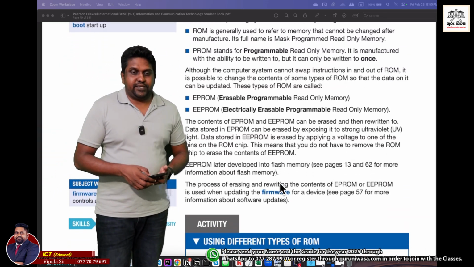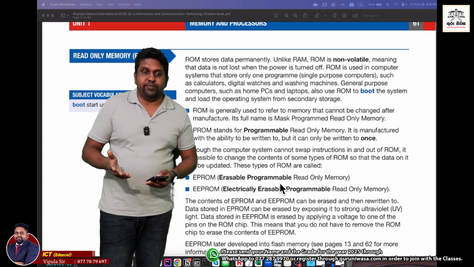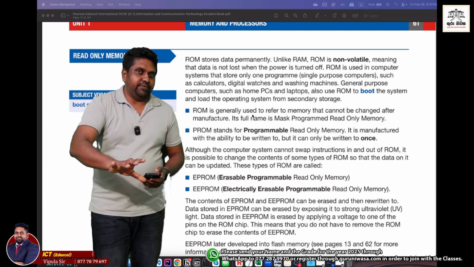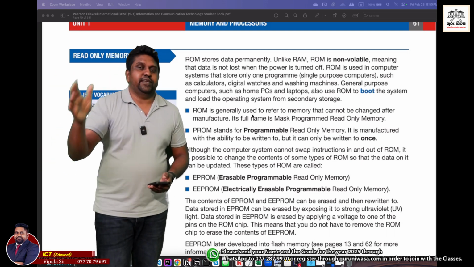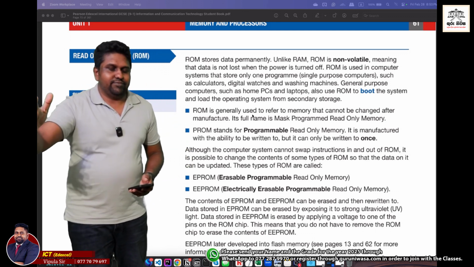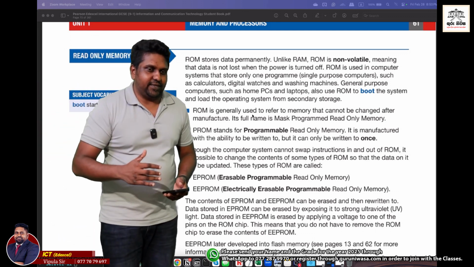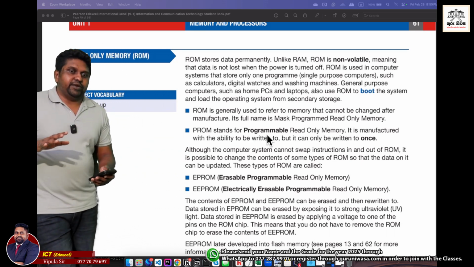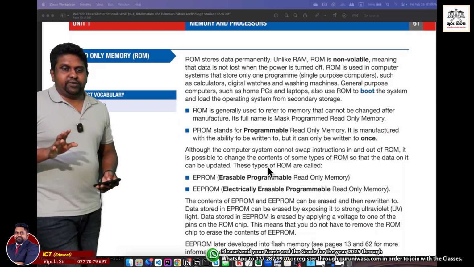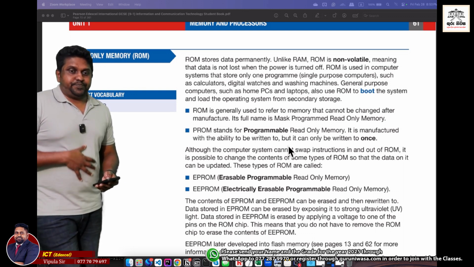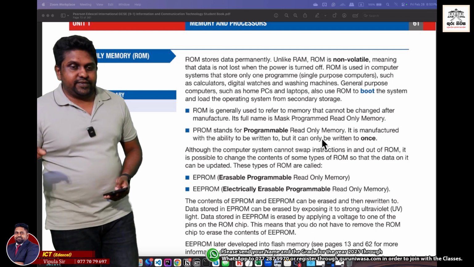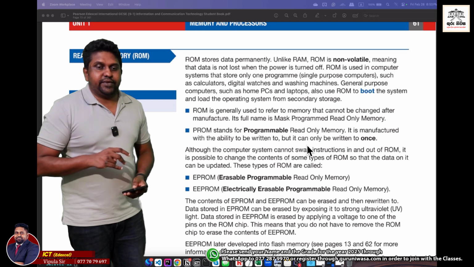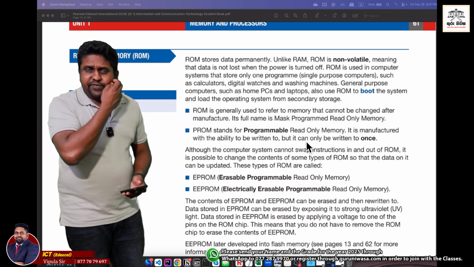Okay, so just keep in mind, we do have 4 different types of ROMs. I'll just do a recap again. We have the ROM, which is originally programmed by the manufacturer itself, at the manufacturing process itself. Then we have the PROM, which is programmable, but once it's programmed, you cannot change it. It's manufactured with the ability to be written to, but it can be written only once. After that, you cannot change it.